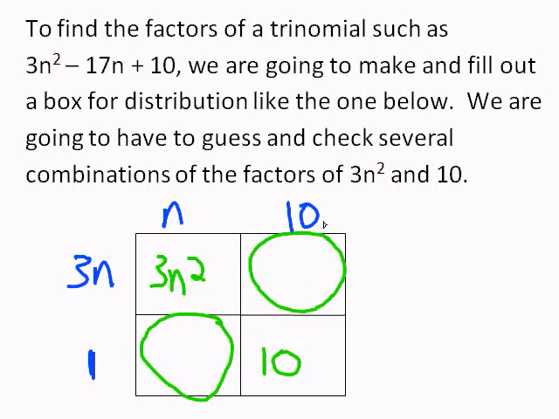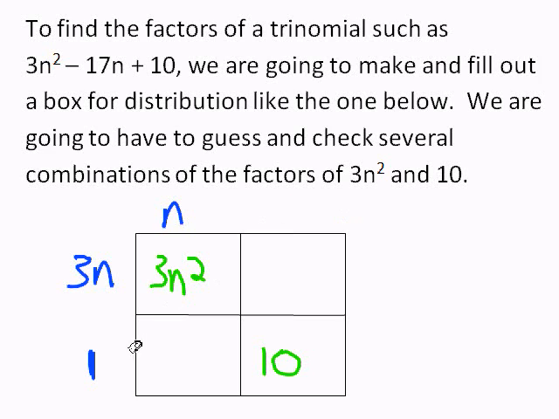So again, I'm just guessing some factors of 10 and some factors of 3n squared, lining them up to see if they'll give us two boxes that will add together to give us negative 17n. So 3n times 10 gives us 30n. That clearly does not give us negative 17n, because 1 times n is going to give us just plain n. So these two will not combine together to get negative 17n in the middle. So we can try again.